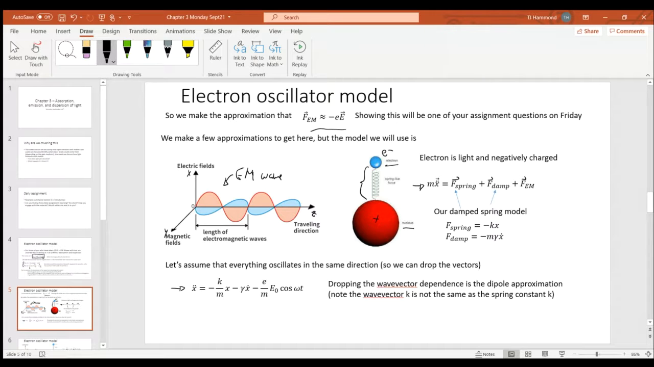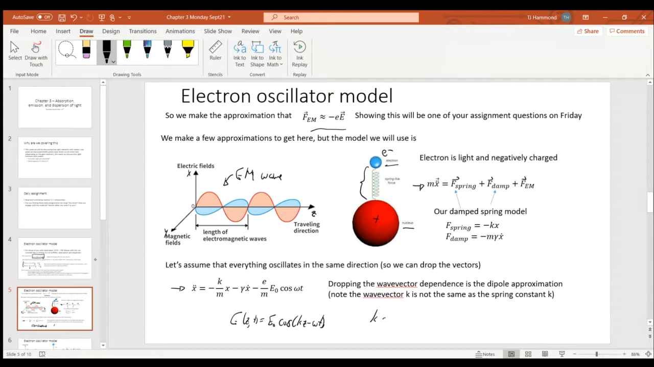Now, technically, as I said before, the electric field is a function of z and t, and that is E naught cos(kz minus omega t). But you'll notice that in this equation, it's a function of t, it's not a function of z. And dropping that z dependence is called the dipole approximation. And you can see why that's the case.